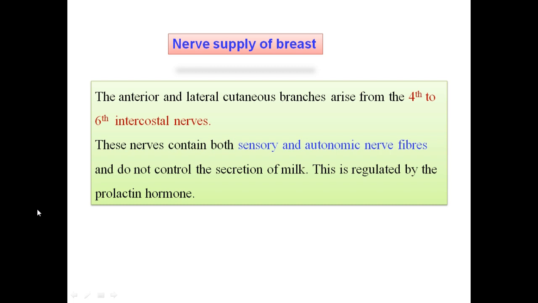Now, nerve supply of the breast. The entire gland is supplied by the anterior and lateral cutaneous branches derived from the 4th, 5th and 6th intercostal nerves, and these nerves contain both sensory and autonomic nerve fibers, but they do not control the secretion of the milk. The secretion of the milk is regulated by the prolactin hormone.